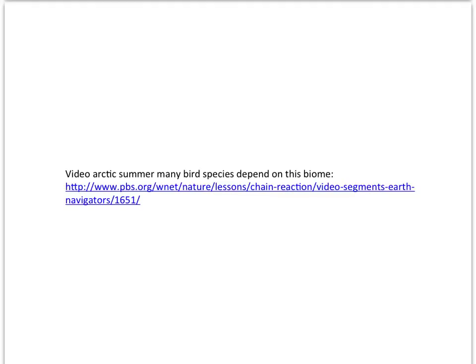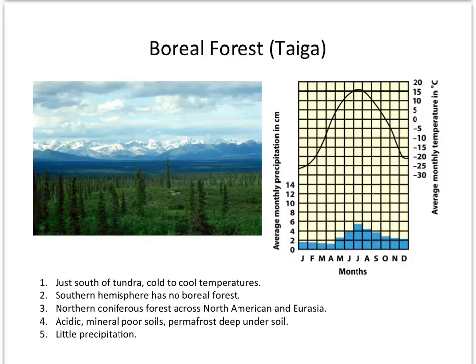The next biome is a boreal forest biome, and these occur just south of the tundra type biomes. These again are very cold biomes. There are no boreal forests in the southern hemisphere. The winters can be very severe in these locations. The precipitation varies, but generally you're having less than 50 centimeters of precipitation per year.